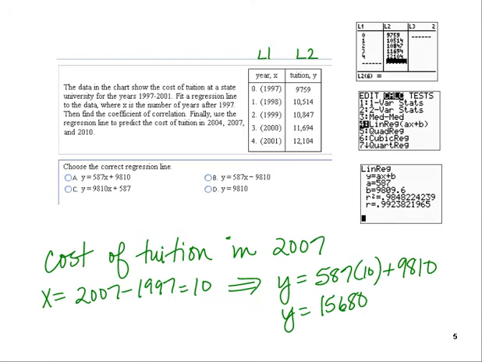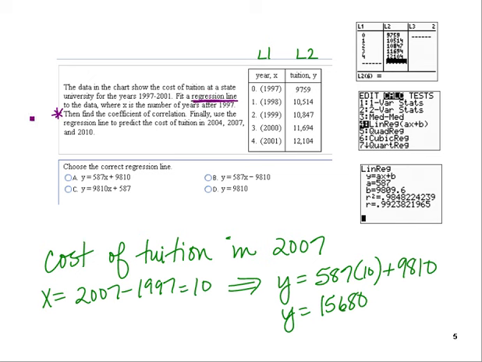This next problem, the data in the chart shows the cost of tuition at a state university. Fit a regression line, so this is our key that tells us we're going to involve the calculator, where x is the number of years after 1997. Then find the coefficient of correlation, which is really not something that you have to be able to do in this class.